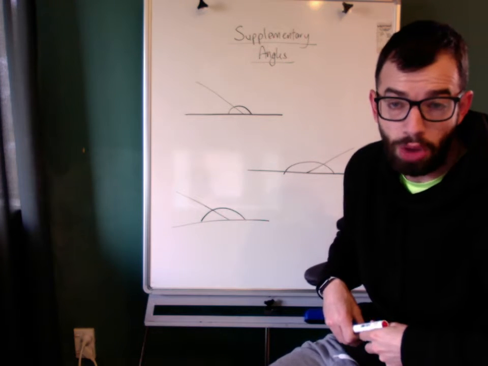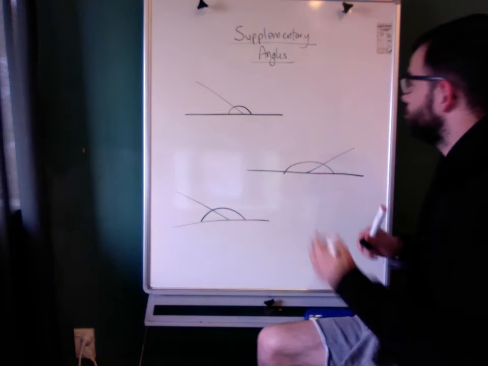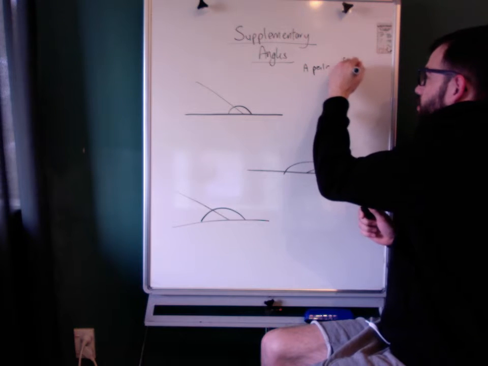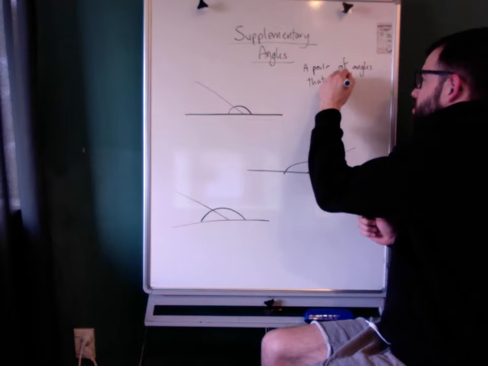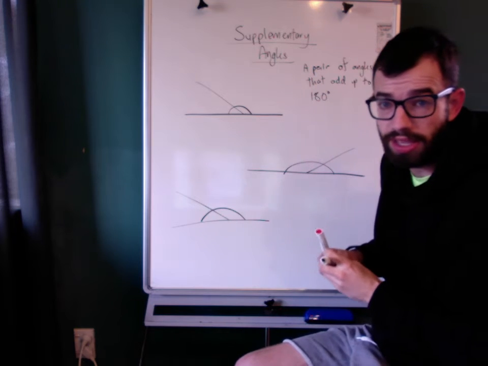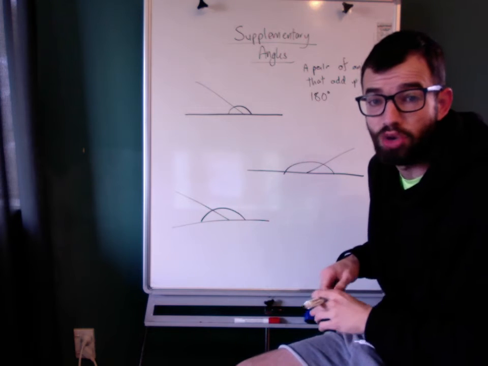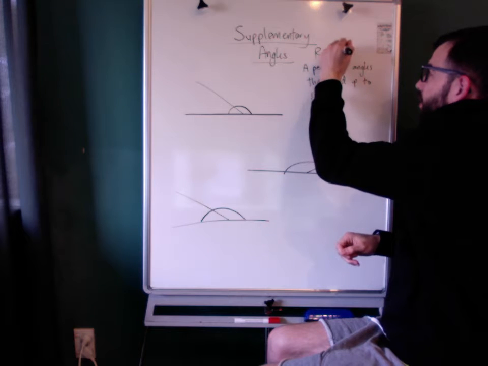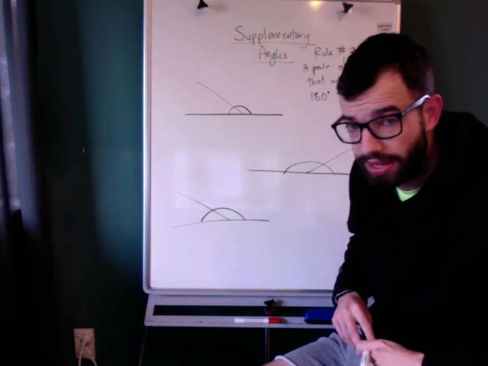So yesterday we looked at complementary angles. Today we are looking at supplementary angles. So supplementary angles are, again, a pair of angles that add up to 180 degrees. Yesterday with complementary, they added up to 90. Supplementary, they're adding up to 180 degrees. So this is rule number 2. It's the second important rule that we're learning that's going to help us figure out mystery angles.